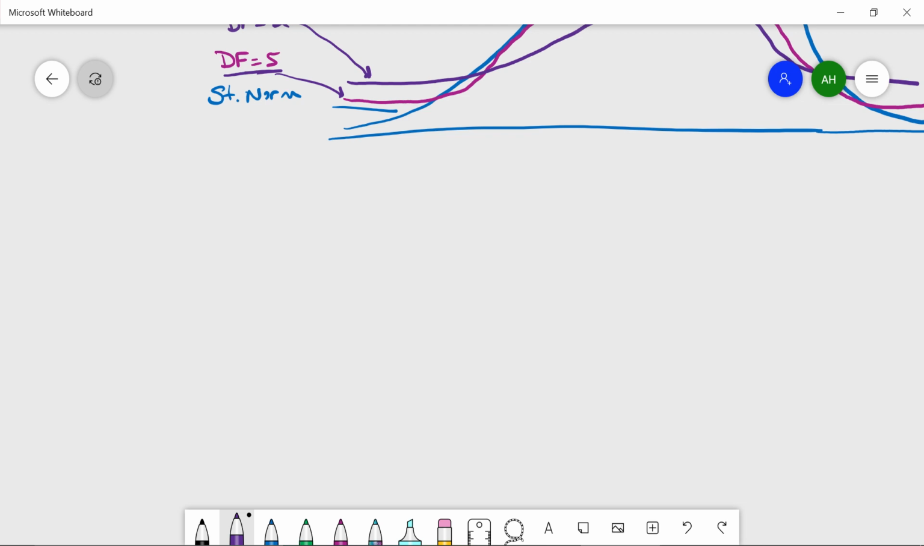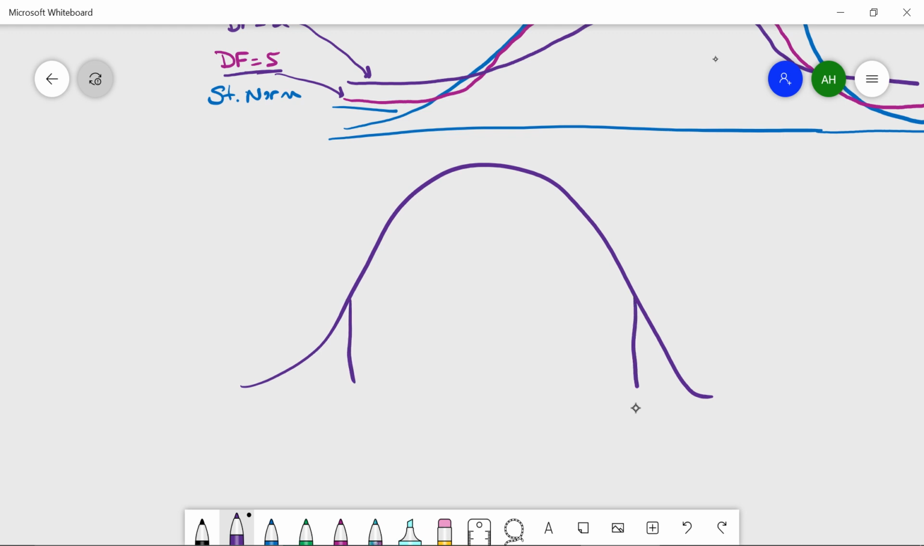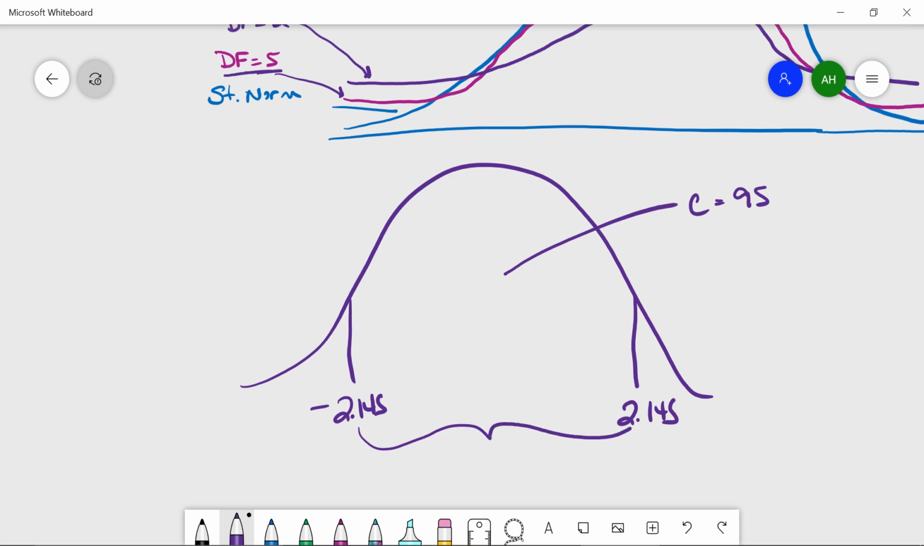We've seen what our t-value is going to be. If we were to graph that, we would do just like normal. We would have our nice graph, and we're going to have our area here, and these values are going to be 2.145, and over here the negative 2.145. This area under here is our c equals 95, so that's our 95% confidence. So we're 95% confident that our mean is going to fall in this area.